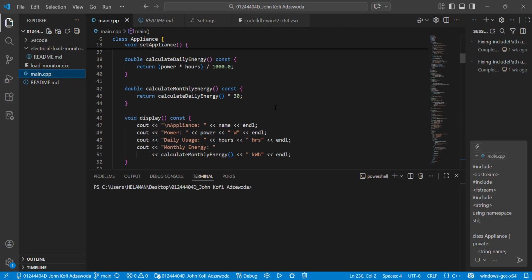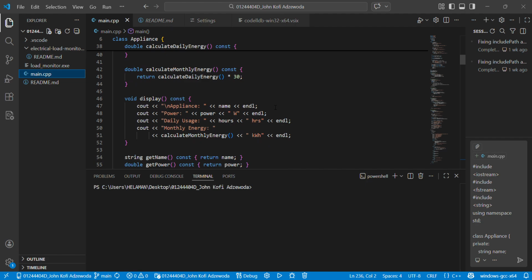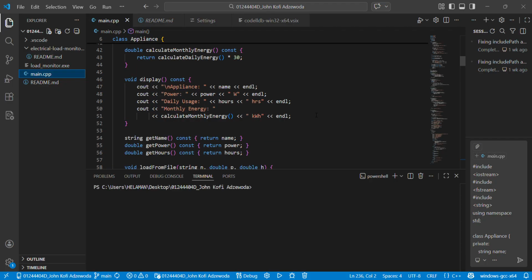Then, in conclusion, we also look at updates like real-time energy monitoring and database storage. In conclusion, the electrical load monitoring system successfully helps users track and estimate electricity consumption by monitoring appliance consumption. Users can also better manage the energy they use and reduce electricity costs.